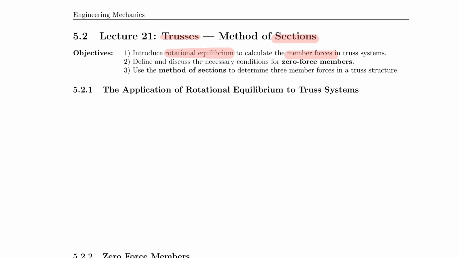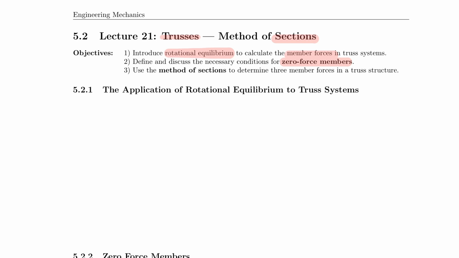And then I will also continue with another thing that we talked about last class, which is the zero force members. So those zero force members are quite often available in larger truss structures. And for larger truss structures, we use the method of joints. So it makes sense to talk about those in the context of trusses in this lecture.